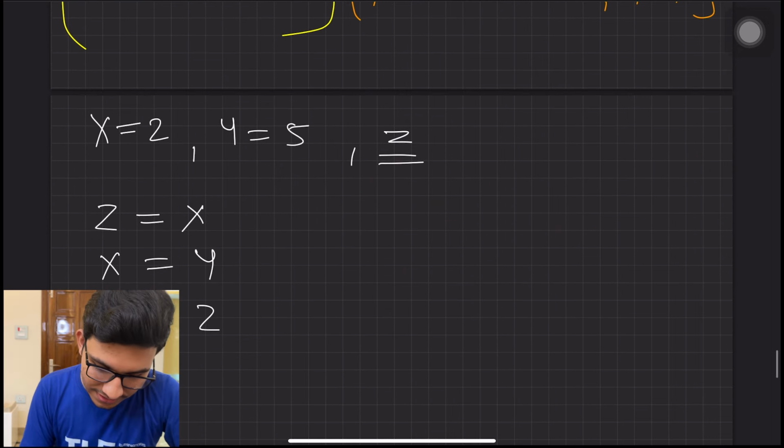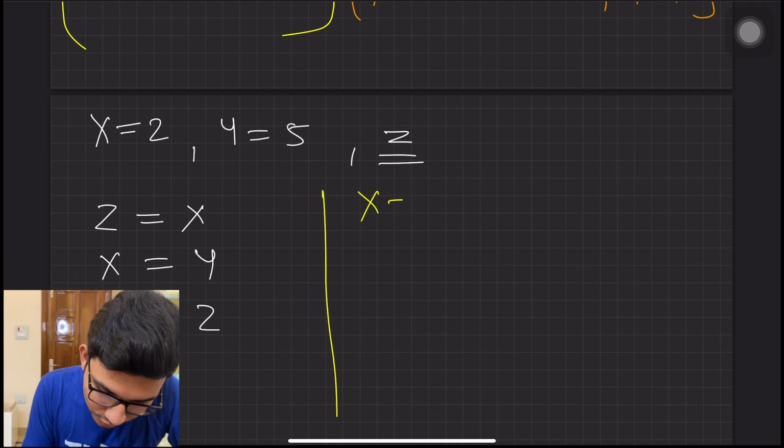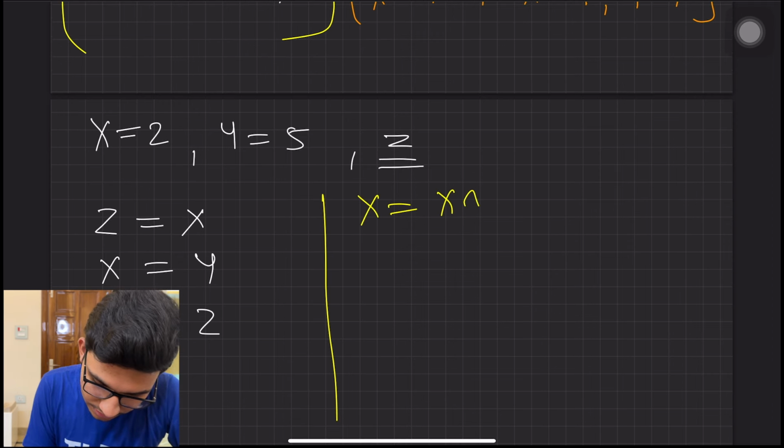If you were to look at this same example, let's try to see. x is equal to, initially, x XOR y.